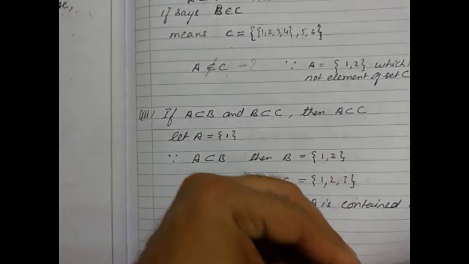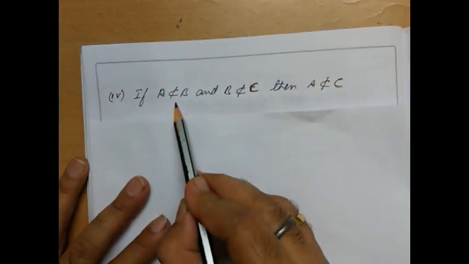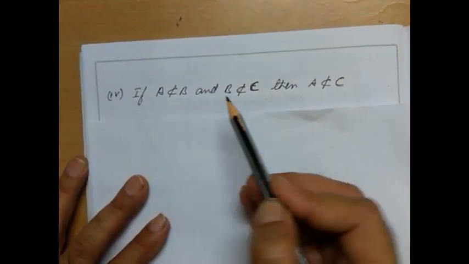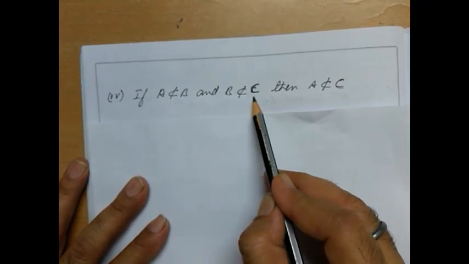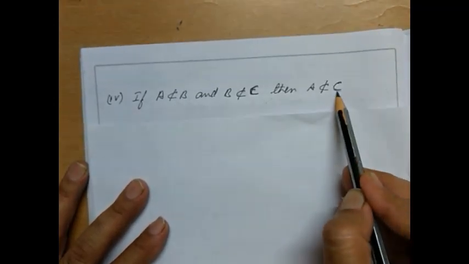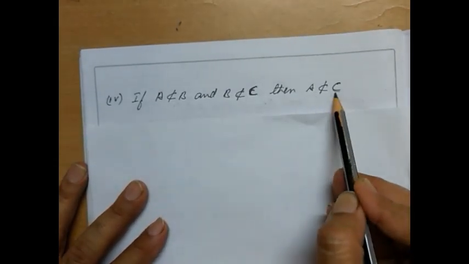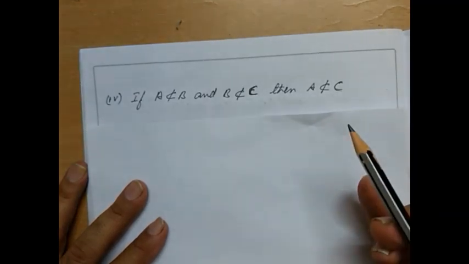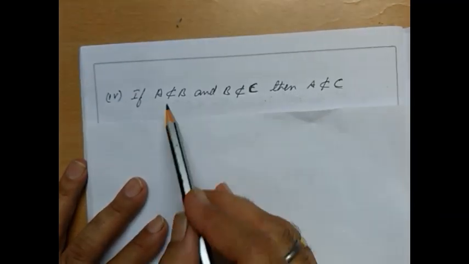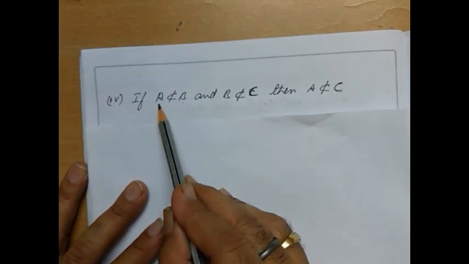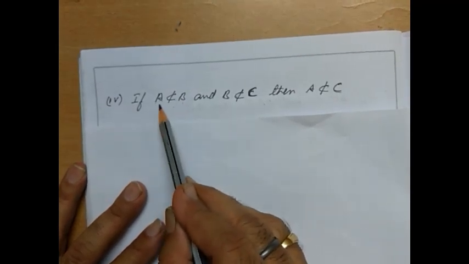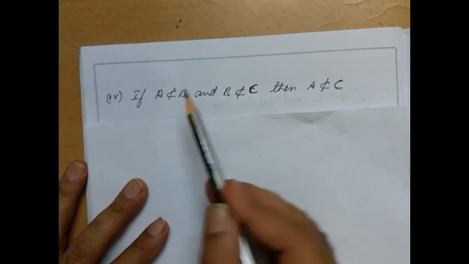Okay. Now we move to the fourth part. Here you see that if A is not a subset of B, and B is not a subset of C, then A is not a subset of C. So here the statement says, will it be true or false? If it is true, we are going to prove it. When it says that A is not a subset of B, that means that whatever elements are present in A, they are not in B.